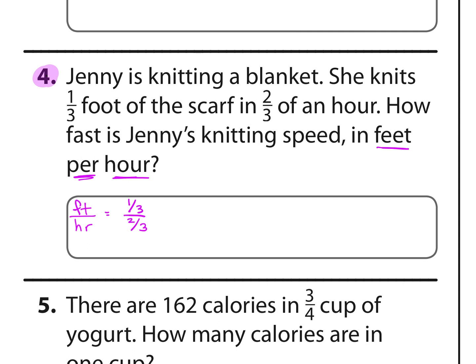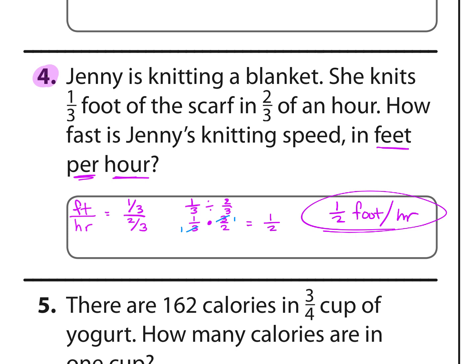And I'm going to just divide fractions. So 1/3 divided by 2/3 is, we'll use same opposite switch, 1/3 times 3 over 2. The 3's can cross cancel, they'll both divide by 3. So 3 divided by 3 is 1, and 3 divided by 3 is 1. And we get 1 times 1, which is 1 for the numerators, and then for the denominators, 1 times 2 is 2. So her knitting speed is 1/2 of a foot per hour. That's the unit rate because it's over 1 hour.